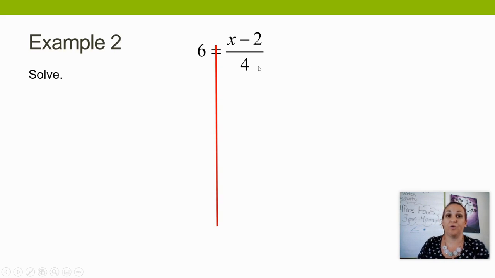In this scenario, the fraction was on the other side. It was on the right-hand side. And so I'm going to make the left-hand side also a fraction. I'll make this a 6/1.